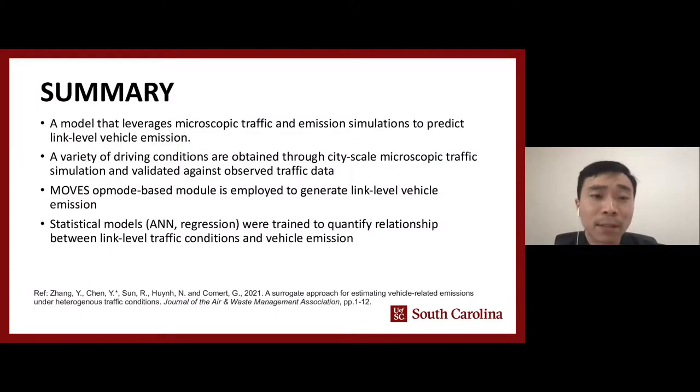As a summary, we are trying to build a model that can leverage the microscopic traffic and emission simulation to predict link-level vehicle emissions. We have been simulating a variety of driving conditions at the city scale so that we can get the emission performance of all the links within a network. We also apply the MOVES model to generate vehicle emissions, and we tried different statistical models to quantify the relationship between the traffic condition and the vehicle emissions.